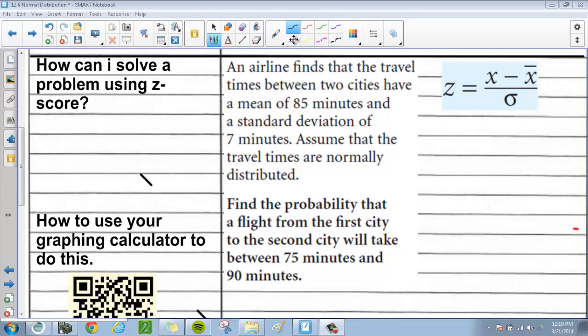Okay, now we're going to try to figure out how we can use this idea of z-score to answer probability problems that deal with normally distributed sets of data. Okay, so we got this scenario right here.